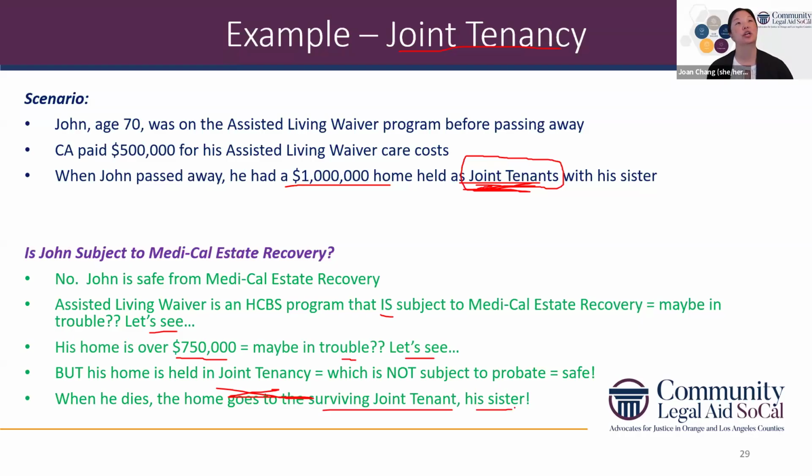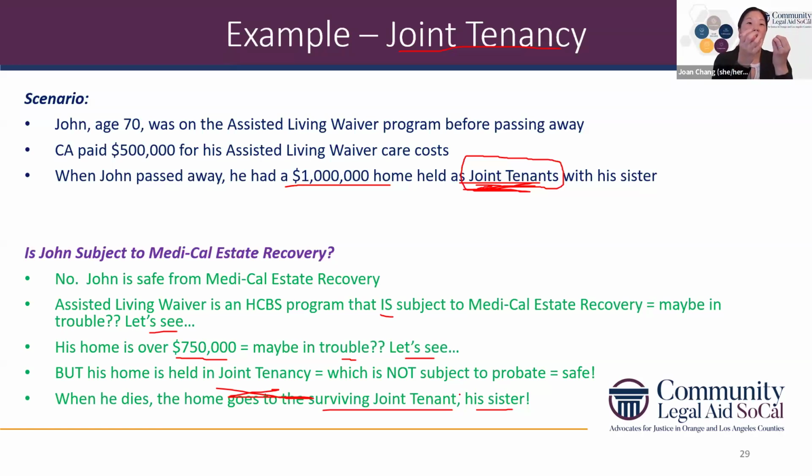which is his sister. So the way that joint tenancy works is, say, for example, me and my spouse, we have our house and we hold it in joint tenancy. Joan Chang and Michael Chang, we have it together as joint tenants.